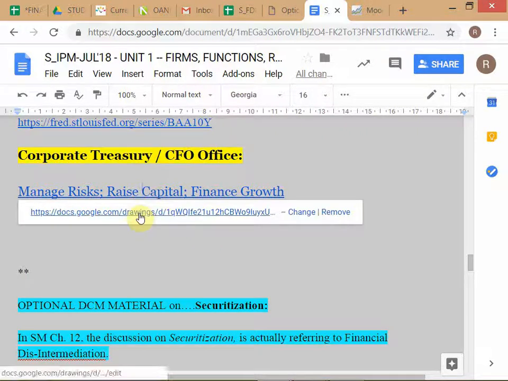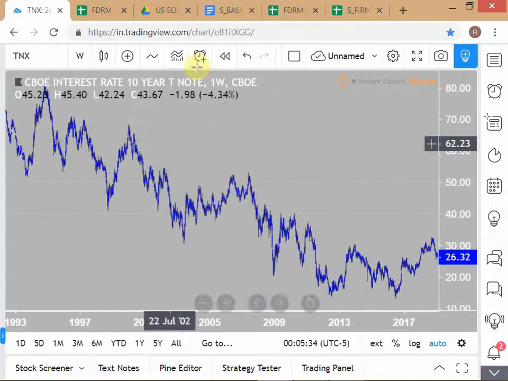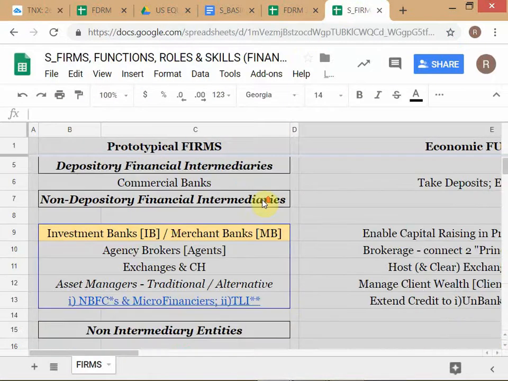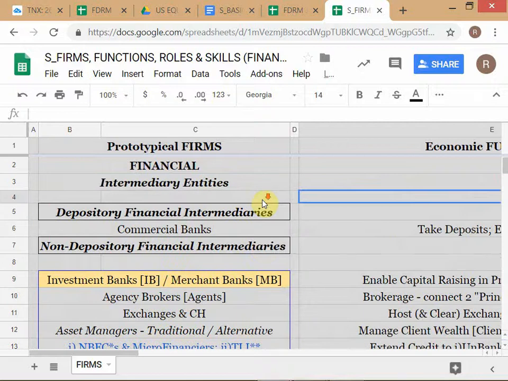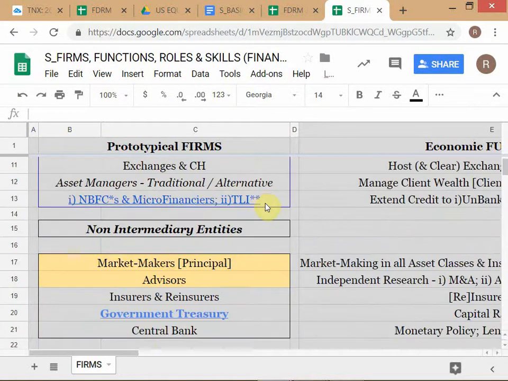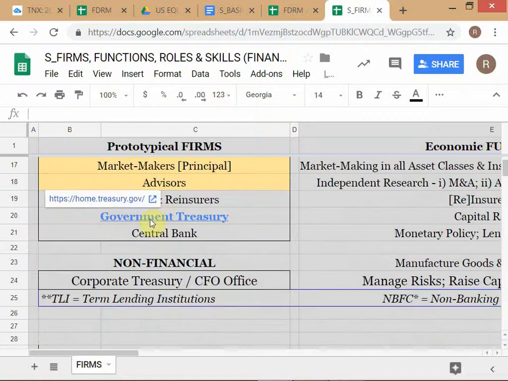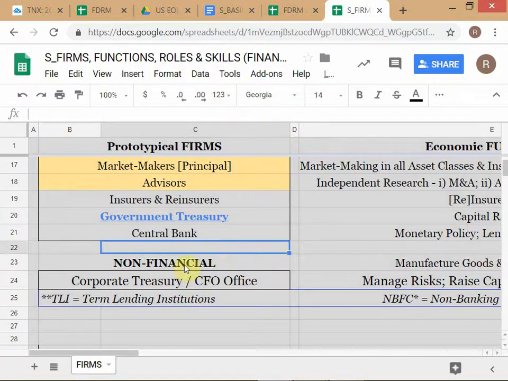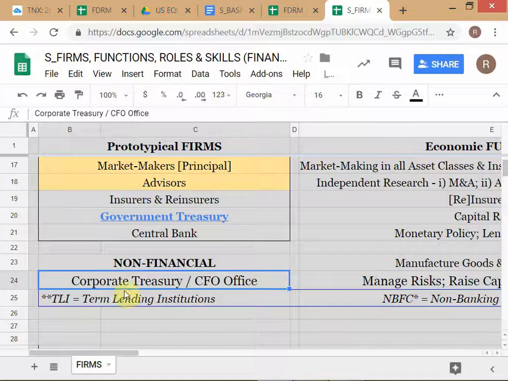I've put this in your folder. So the last thing that we have left: remember, the entire discussion is about the prototypical firms in the financial services sector. And while discussing the government treasury, we had a long discussion on the debt capital markets, which is very important for you to understand how the market works. The last thing that is left is the corporate treasury, that is the CFO's office.